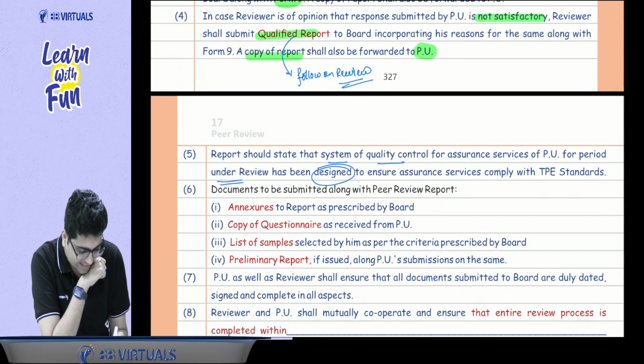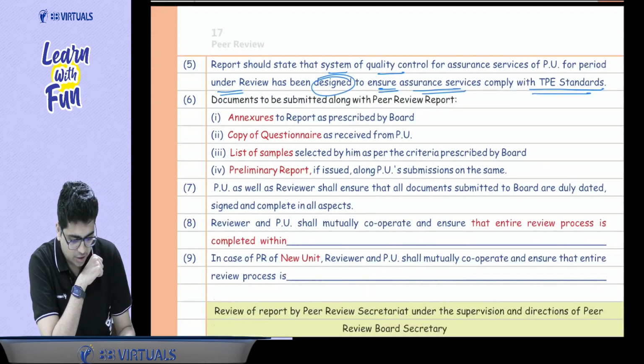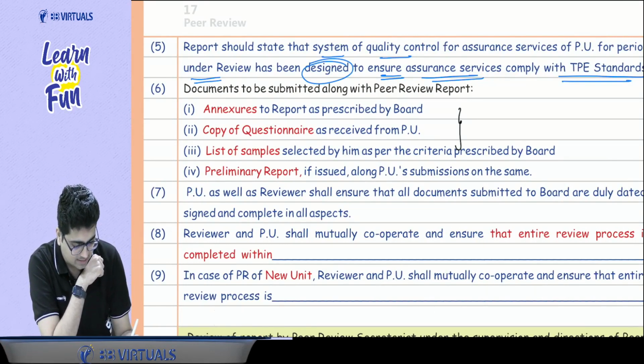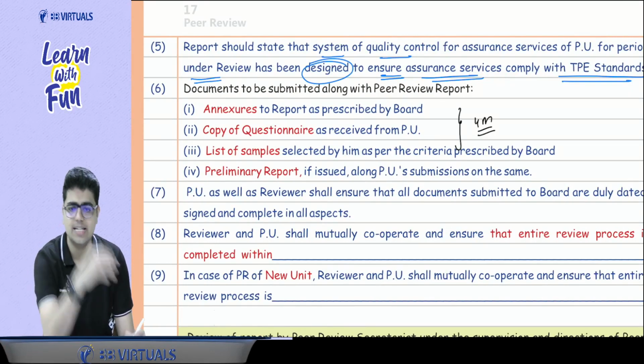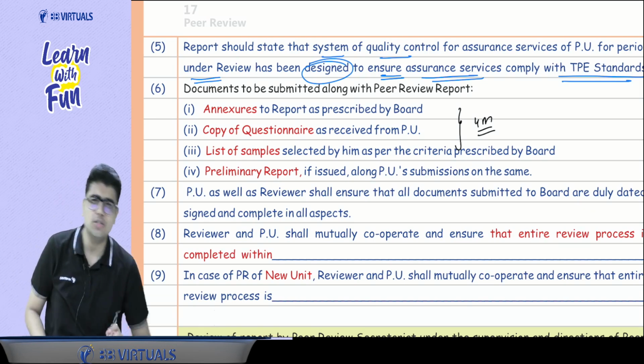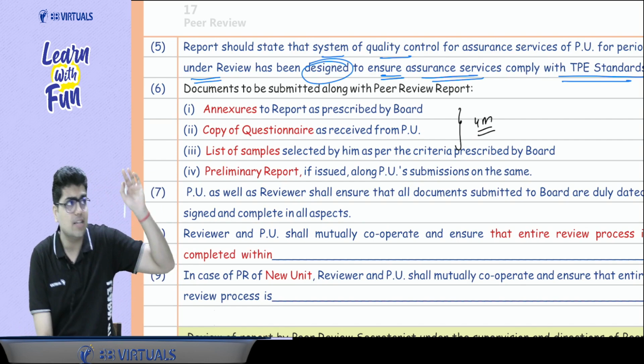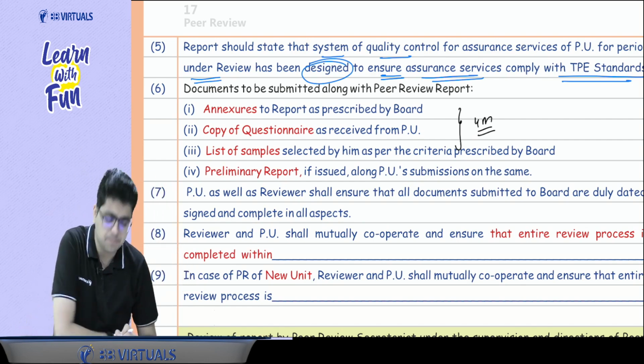The report should state that the system of quality control for the assurance services for the period under review has been designed to ensure assurance services comply with the TPE standards. Documents which need to be submitted with the peer review report: ICI can ask a 4-marker question on this, and I'm sure they will ask because most students neglect this point. Sir, what are the documents that need to be attached with the peer review report?